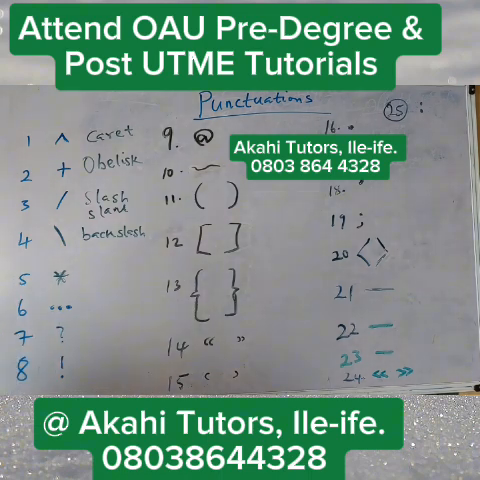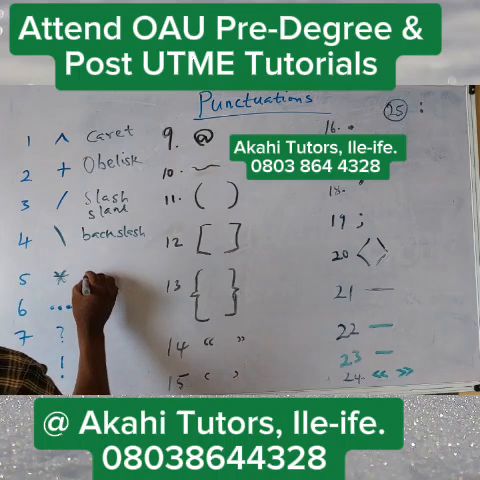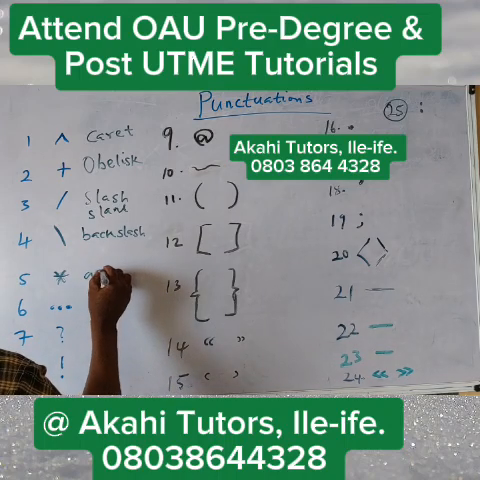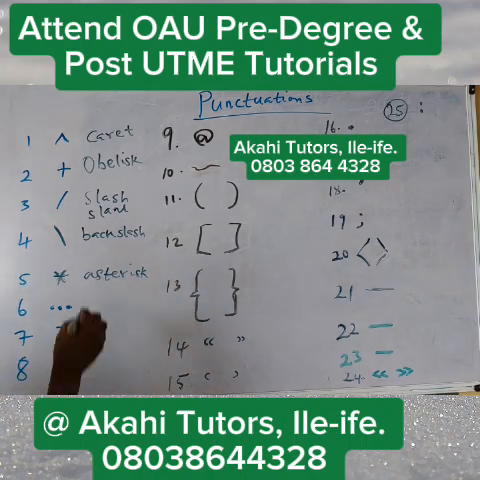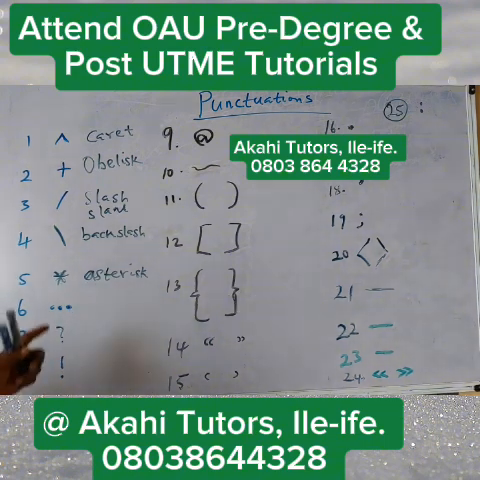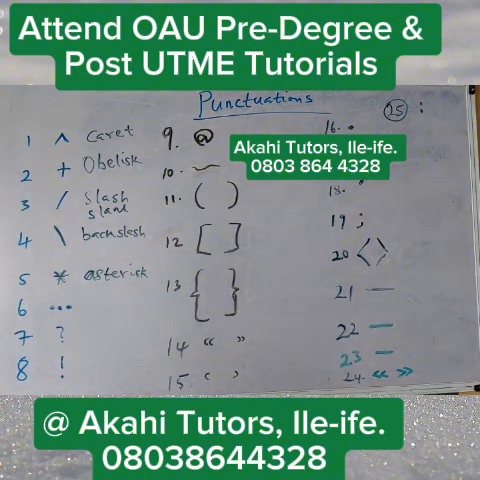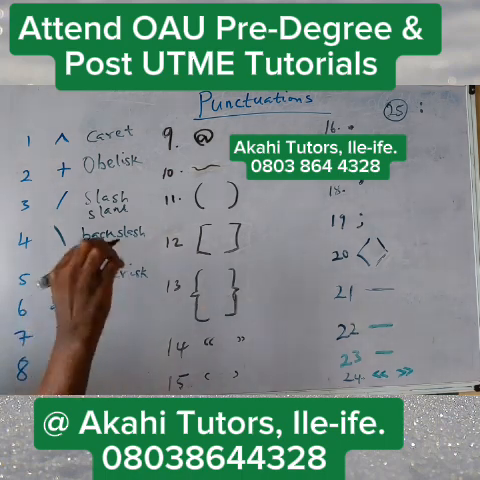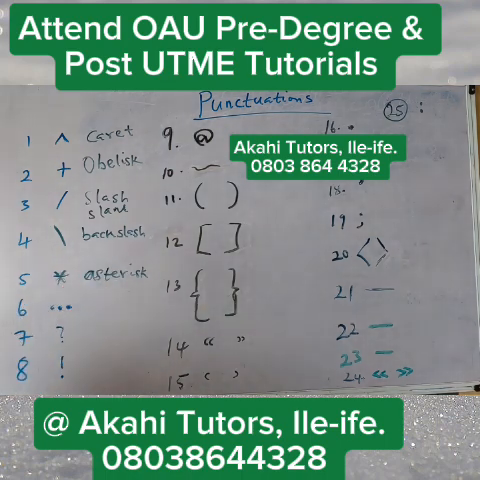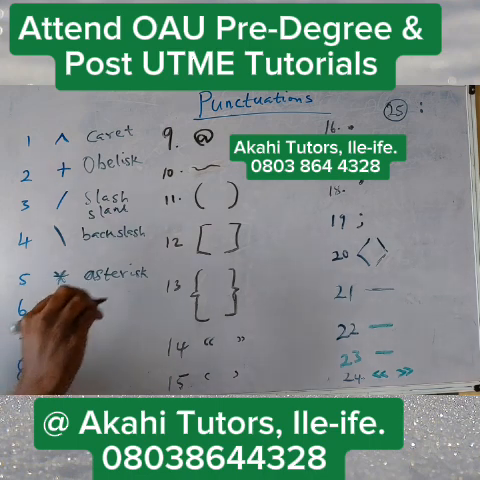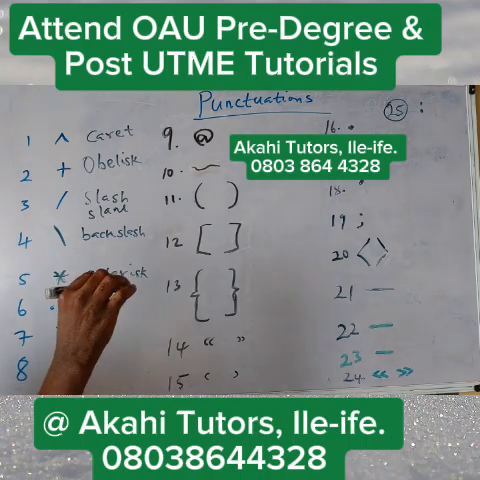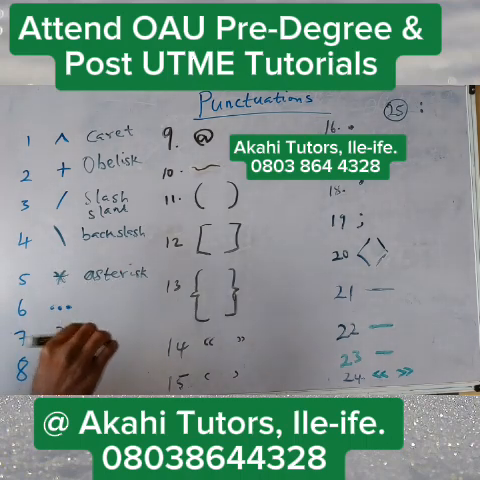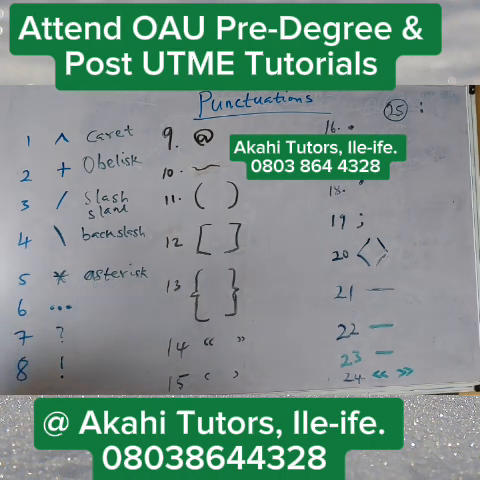Okay. Number five is asterisk. Most of the time it is used for emphasis, or if there is any error, or for prominence's sake. If you want to identify that there is an error, you can asterisk that, or for prominence's sake.